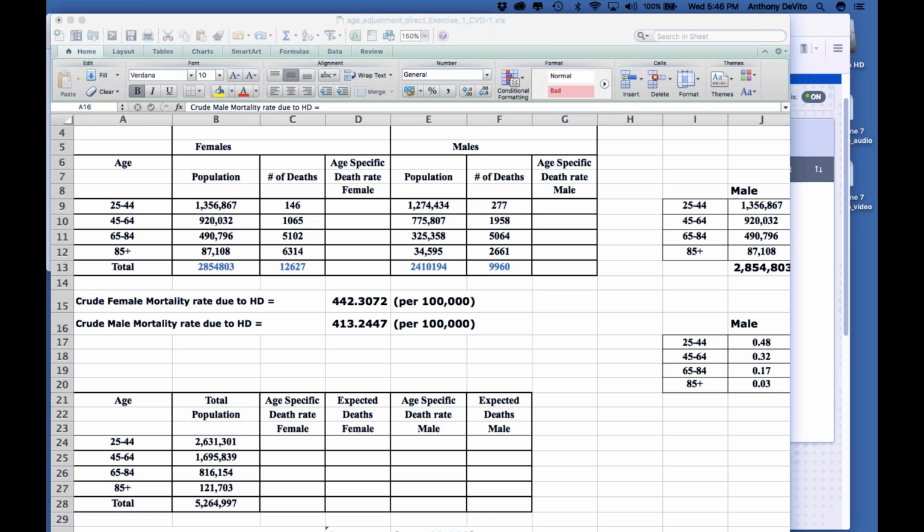What's happening here is that because the distribution by age in New York City is so weighted towards older females, and they die at such a high rate of heart disease, it makes it look like everybody in that population is at risk when you only look at the crude mortality rate.